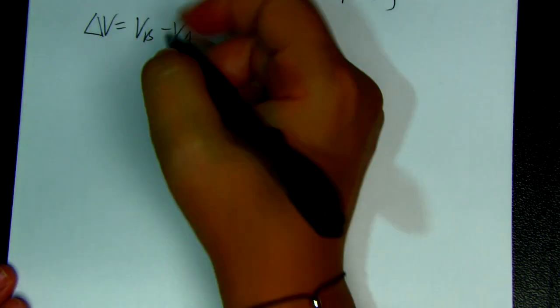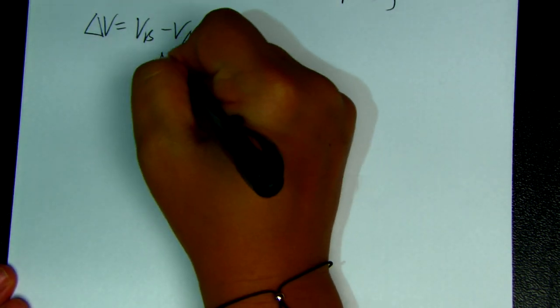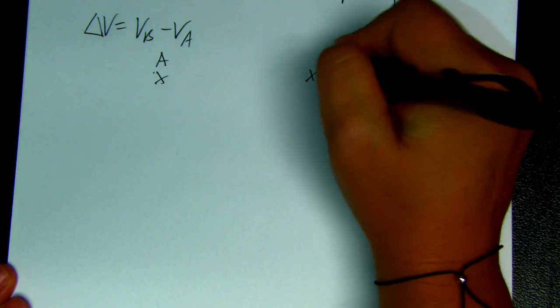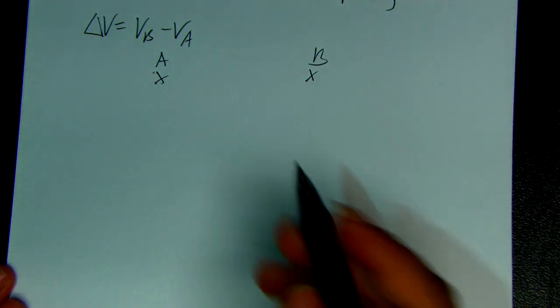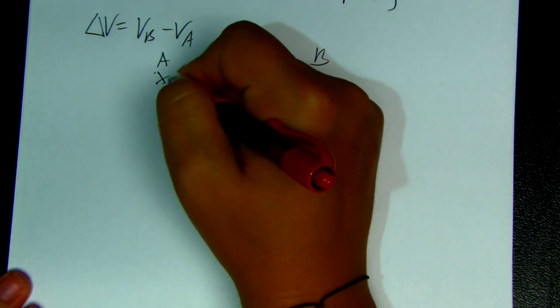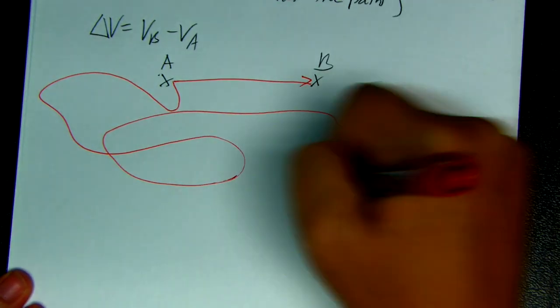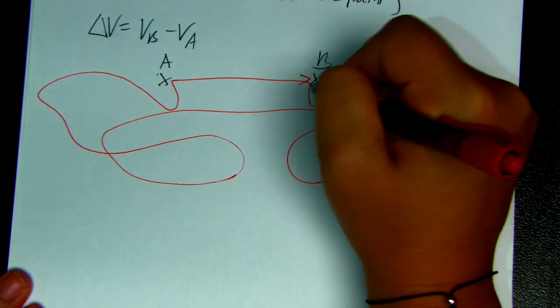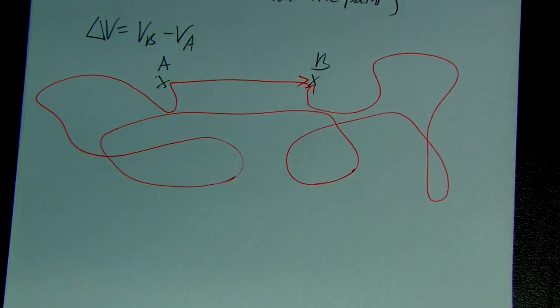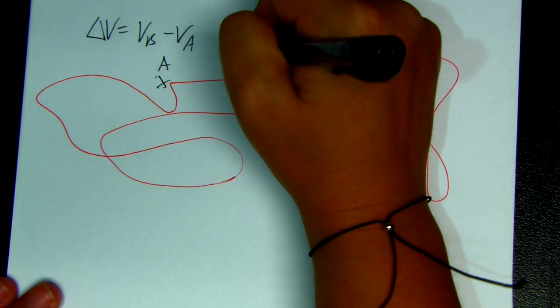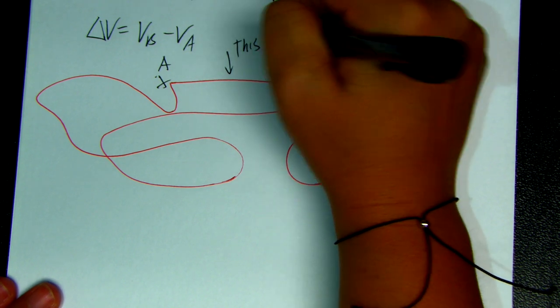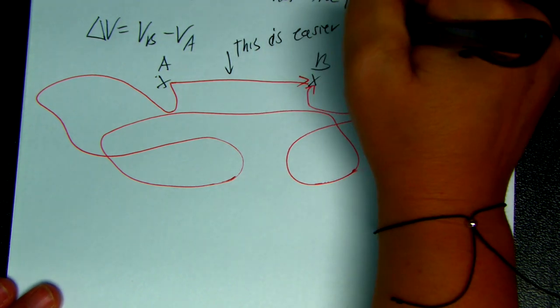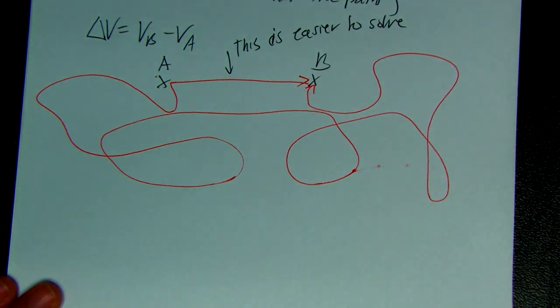So if we have A is here, B is here, it does not matter if we go a direct path or we just go all over the place. Delta V of each one of those is the same. Now, obviously you want to choose the easiest route when you're solving problems. This is easier to solve, and you'll get the same answer.